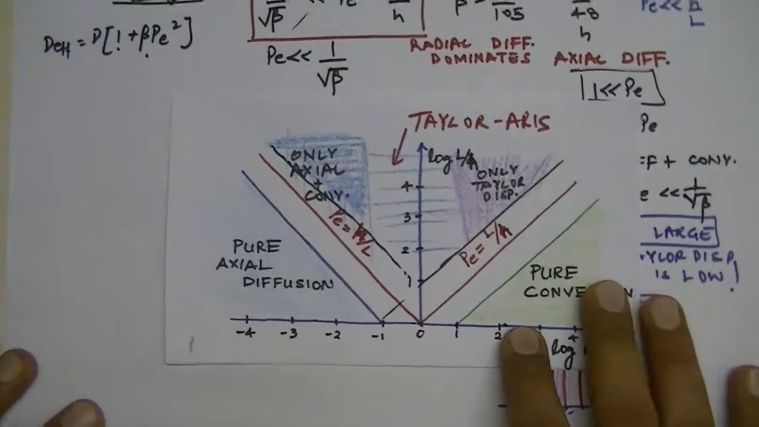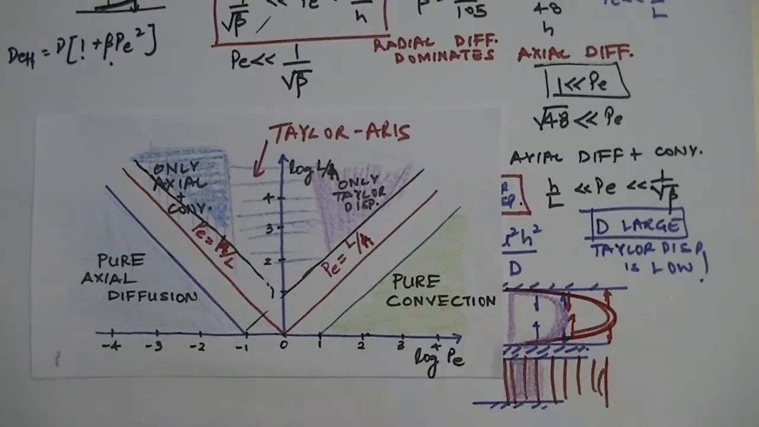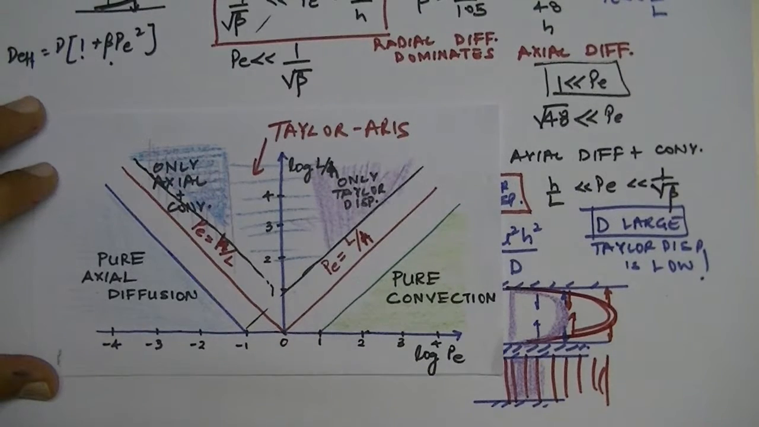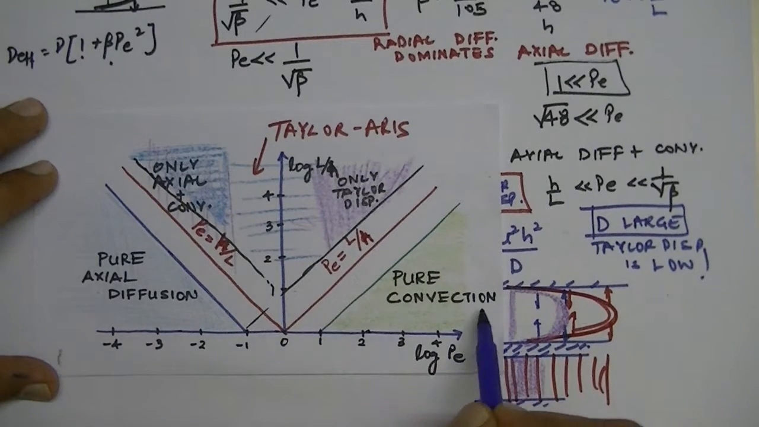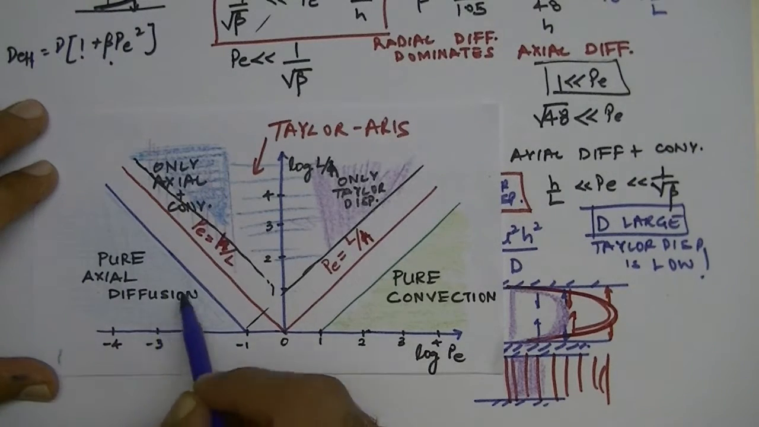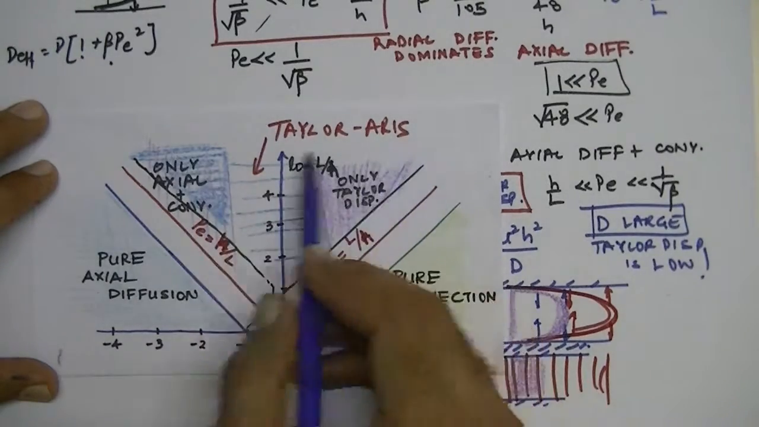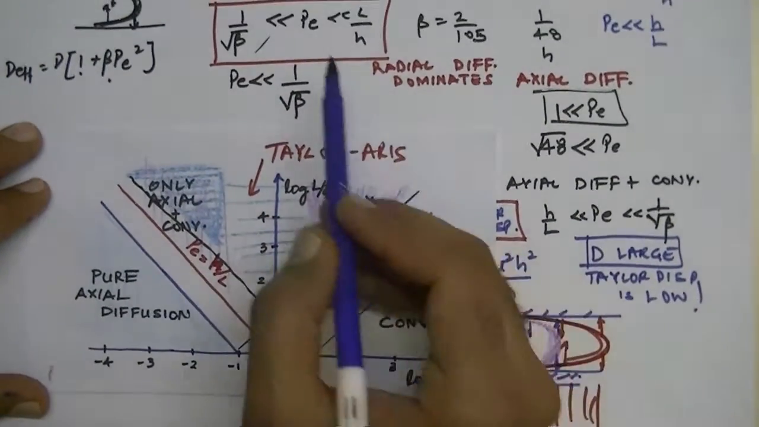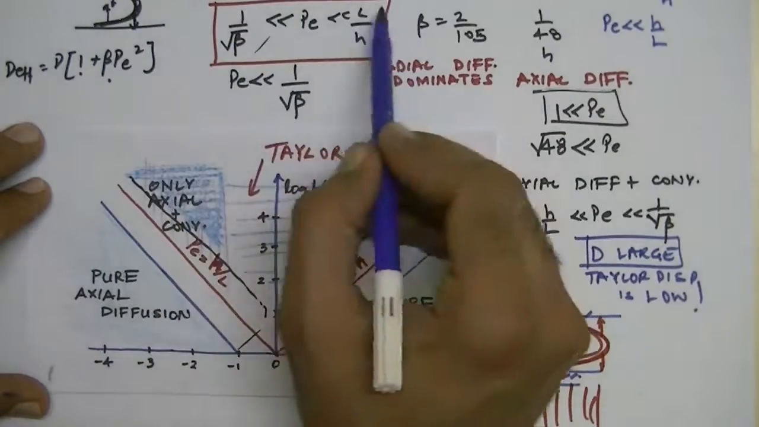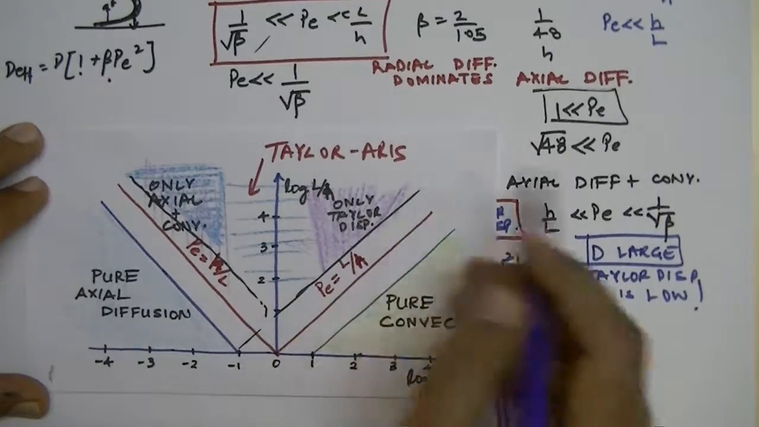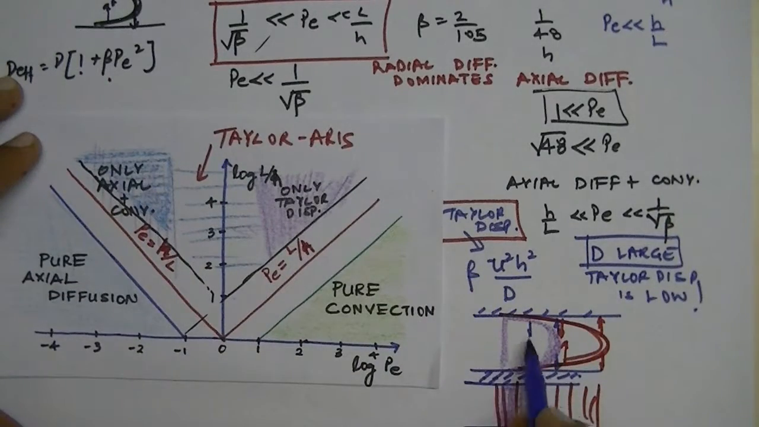So we can now summarize what we have understood about the advection and diffusion problem in a steady state flow, and advection and diffusion of a passive scalar. For certainly high Peclet numbers, we would have pure convection or advection. For very low Peclet numbers, we would have only axial diffusion. In between, we have Taylor-Aris dispersion, such that for relatively larger Peclet numbers, between 1 over under root beta and L over H, you would have Taylor only dispersion due to this kind of distortion and radial diffusion phenomena.